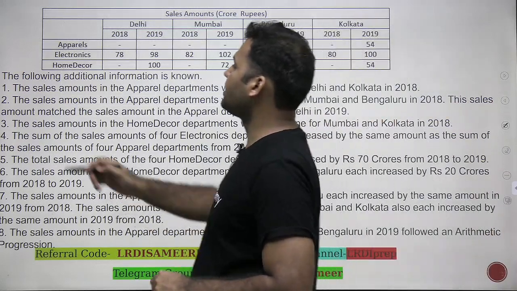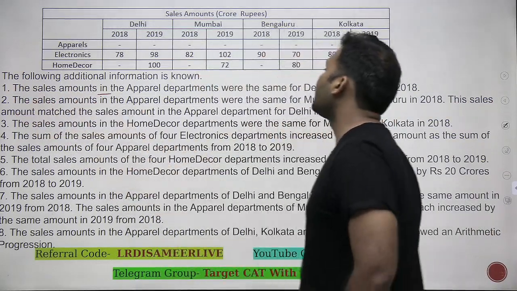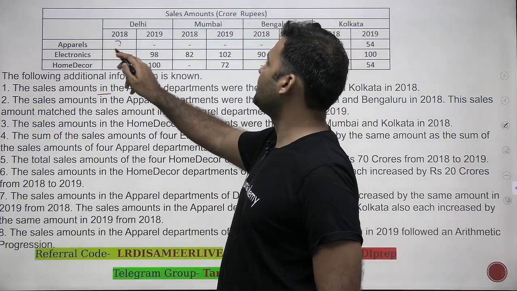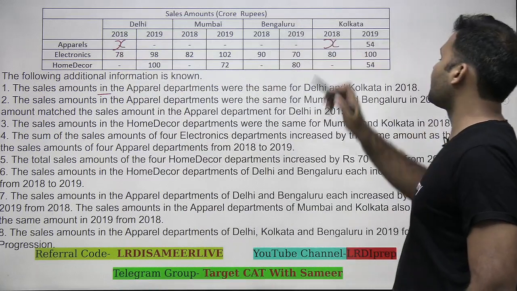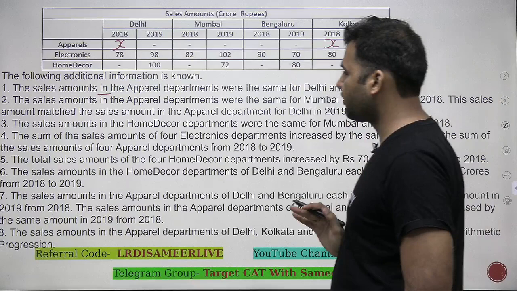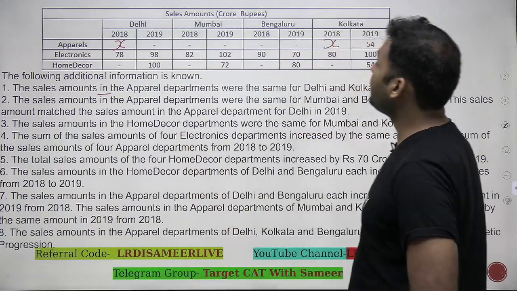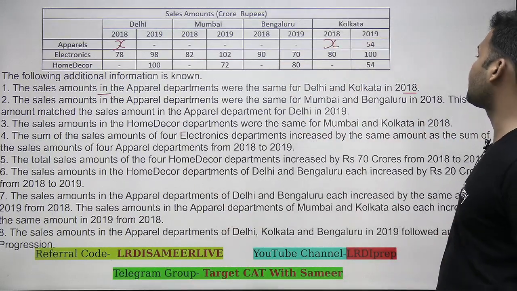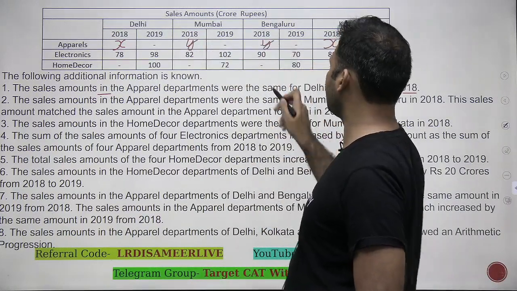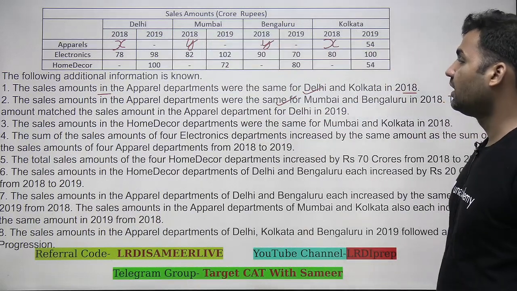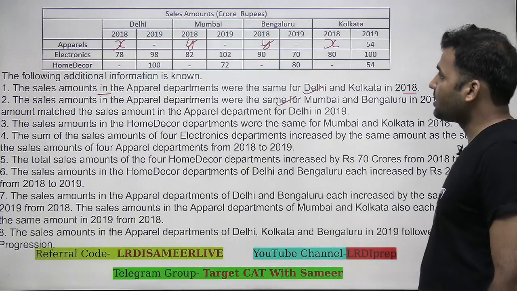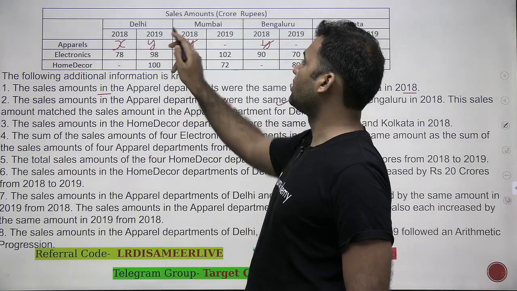See that. The first information says the sale amounts in the apparel department were the same for Delhi and Kolkata in 2018. So these two values are the same. So just straight away use this information. The sales amounts in the apparel department were the same for Mumbai and Bangalore in 2018. So these two values are also the same. Just use this, nothing more, right? Nothing tough. So these sales amounts match the sales amount in the apparel department for Delhi in 2019 also. Now that means this value is also Y.